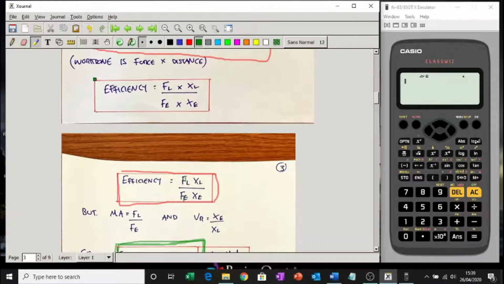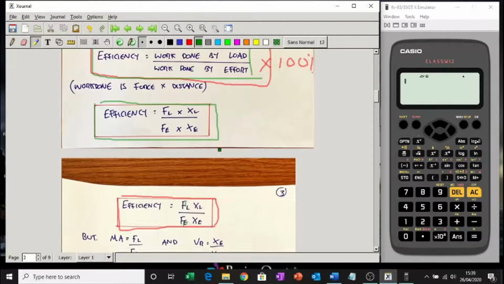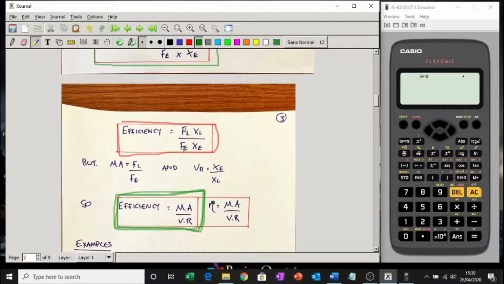It can also be worked out by that, and it can also be worked out by that. All times by 100%, really. This is the symbol for efficiency. So efficiency is MA over VR. So if you see this weird symbol, that just means efficiency.